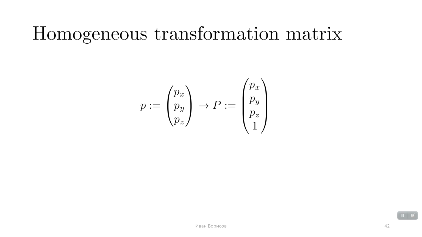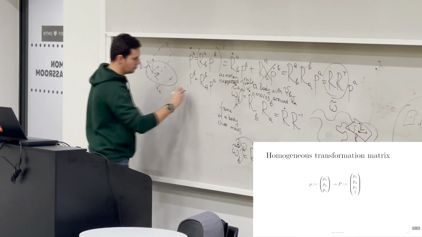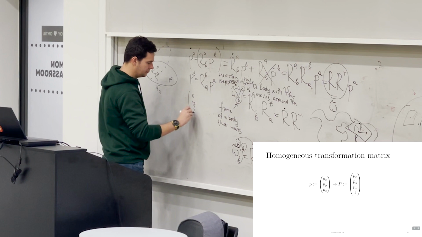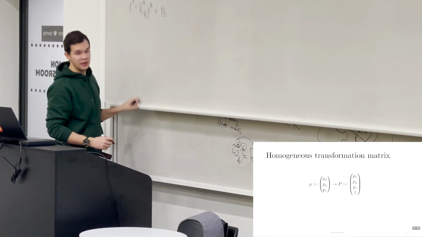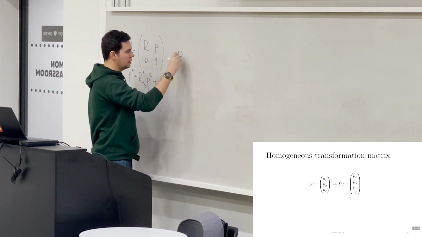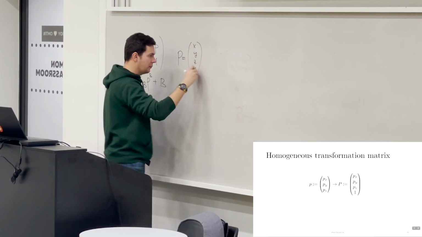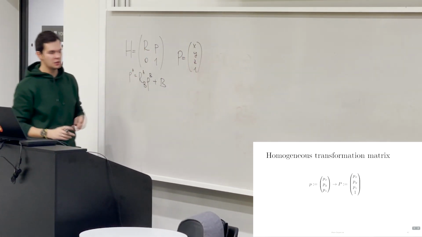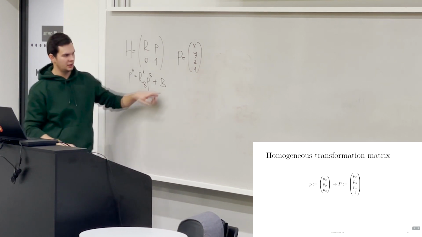So before, right here, for the P, we had X, Y, and Z. But now we're going to use a capital P instead of just small p. And it will be X, Y, Z, and 1, since H is a 4 by 4 matrix, and in order to do the calculation, we need an extra 1 here.